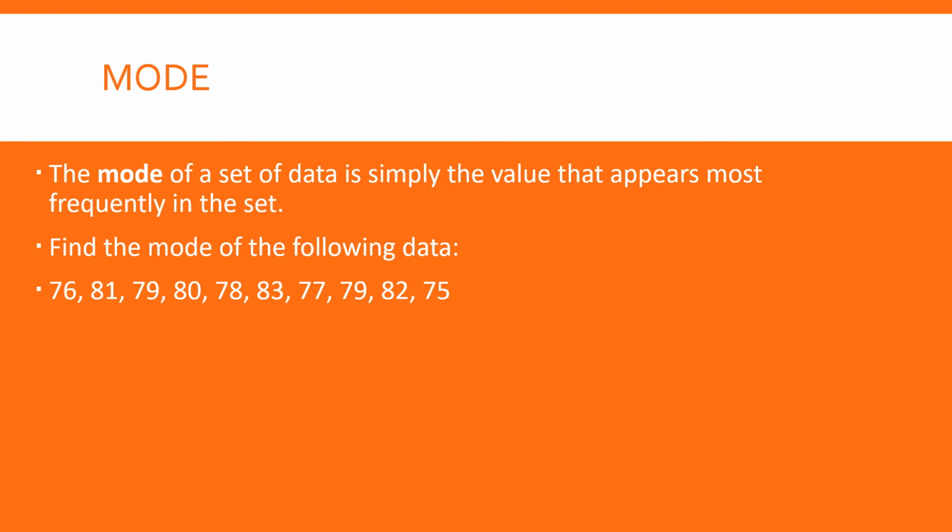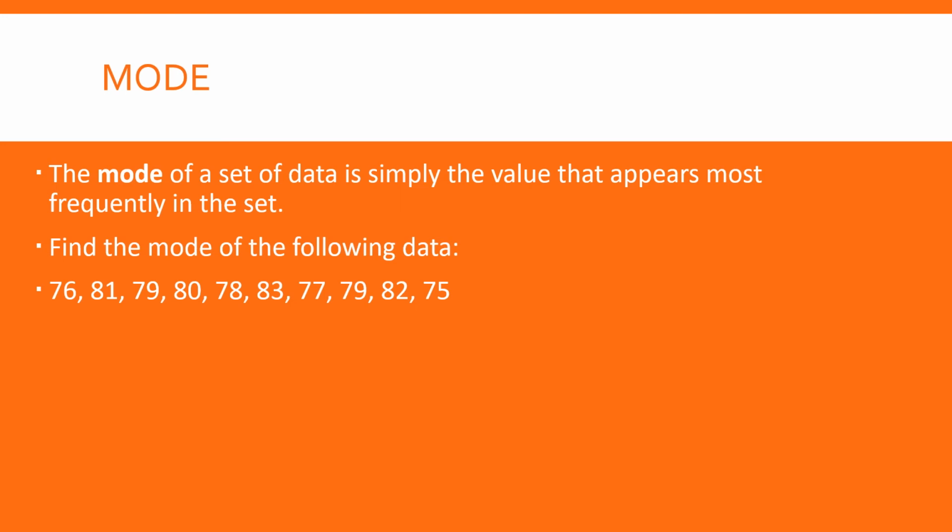Then the third measure of central tendency which we are discussing today is the mode. Mode is the value which occurs most frequently in a set of observations and around which the other items of the set cluster densely. In other words, we can say mode is the value of the variable which is predominant in the series.